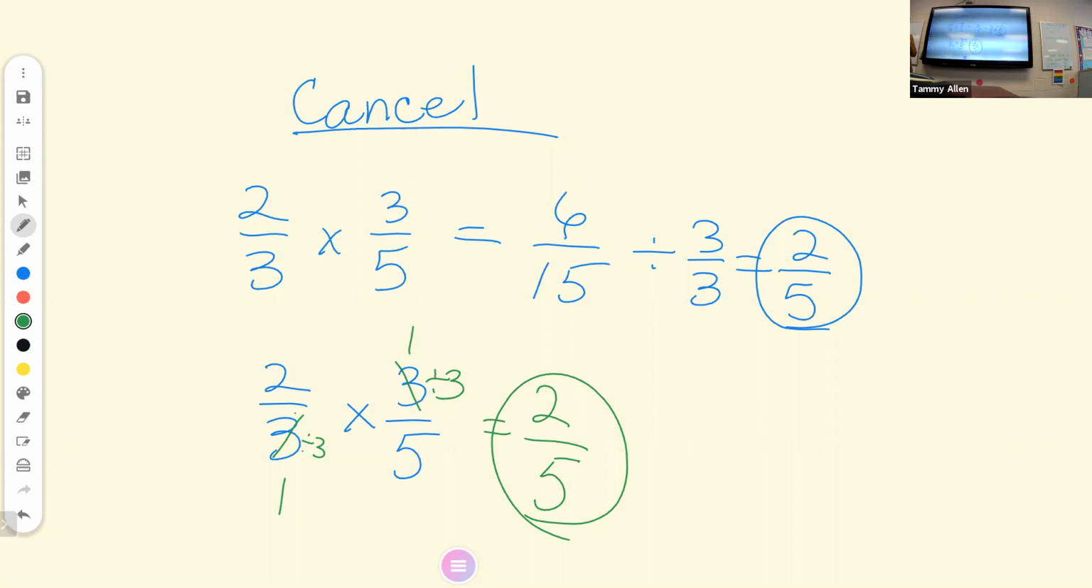So you're looking for your common factors before you do any multiplying. But keep in mind, this had to happen with both a numerator and a denominator. It didn't happen with 2 denominators, did it? No, it happened with a numerator and denominator. So this always has to happen with a numerator and a denominator.